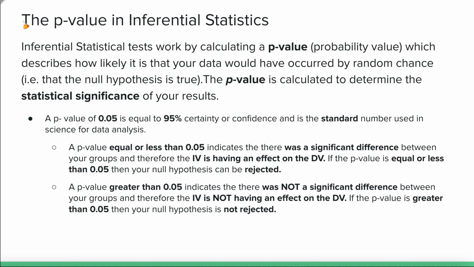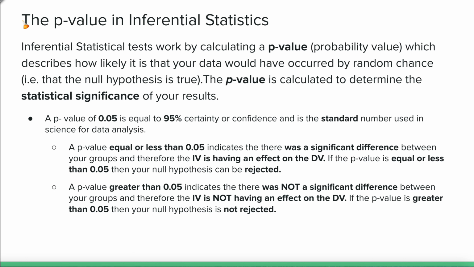science for data analysis. A p-value that is equal or less than 0.05 indicates that there was a significant difference between your groups, and therefore the IV is having an effect on the DV with at least 95% certainty. If the p-value is equal or less than 0.05, then your null hypothesis can be rejected.